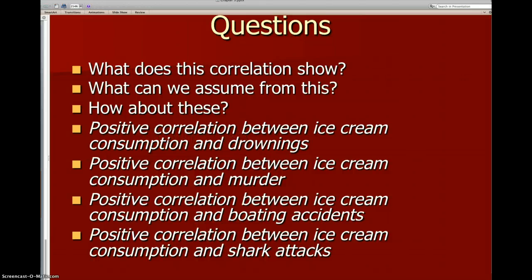There's a positive correlation between ice cream consumption and drownings, ice cream consumption and murder, ice cream consumption and boating accidents, and ice cream consumption and sharks. And what I want you to do in the discussion thread is explain to me why these are happening.